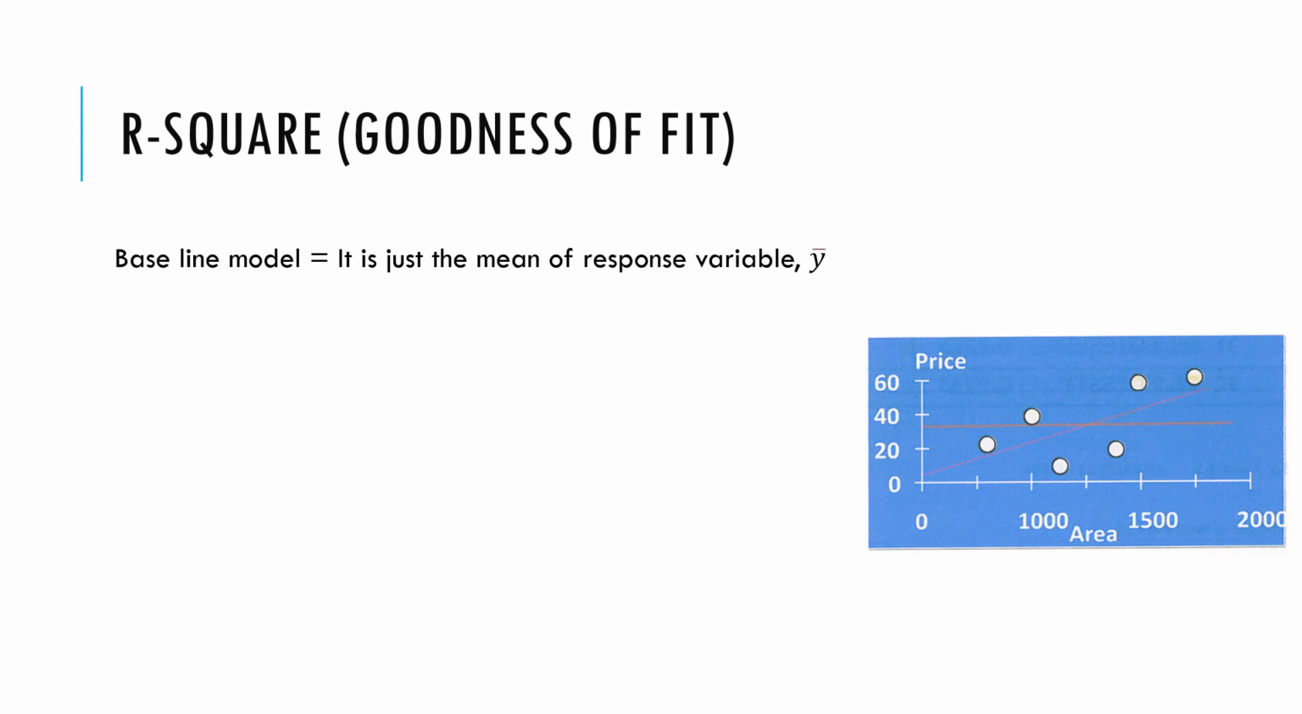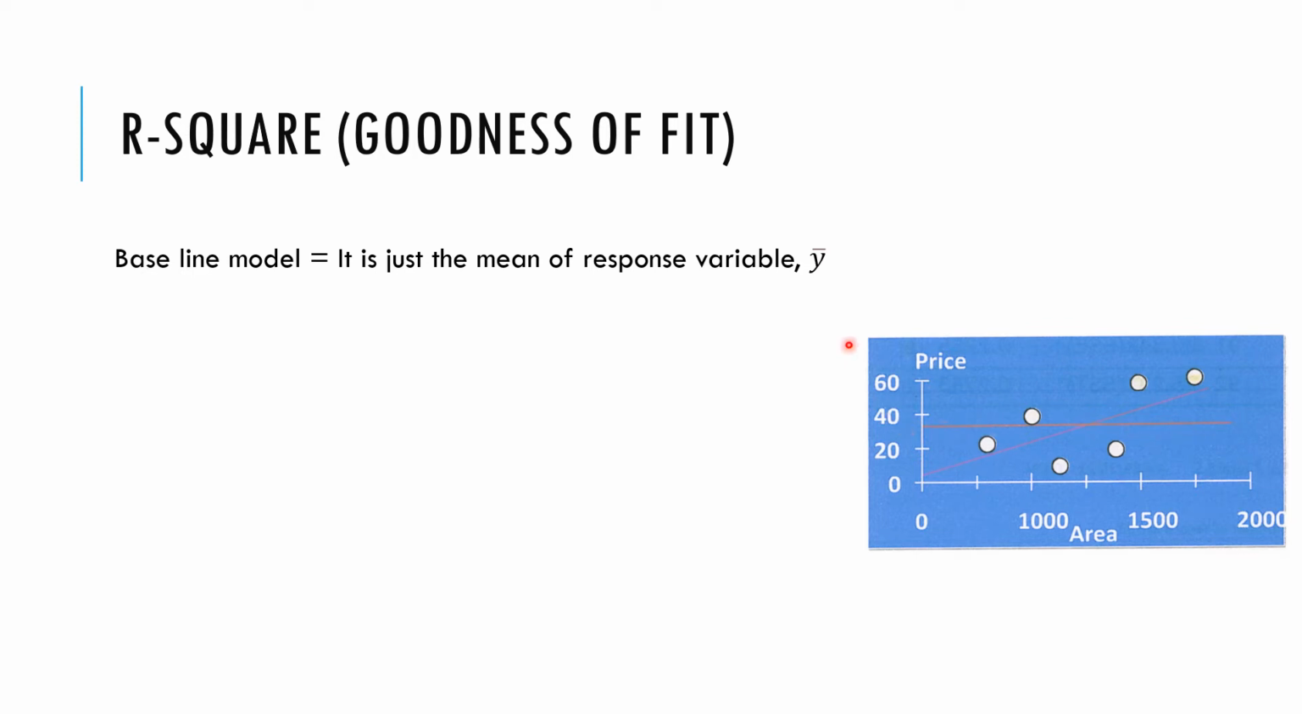So again, here we look at, what is R square? As we saw, R square is basically goodness of fit. It shows how well our model is performing, how well it has fit the data. So we'll see how to calculate R square. First, we build a baseline model. It is nothing but the mean of the response variable. So this is the baseline model here.